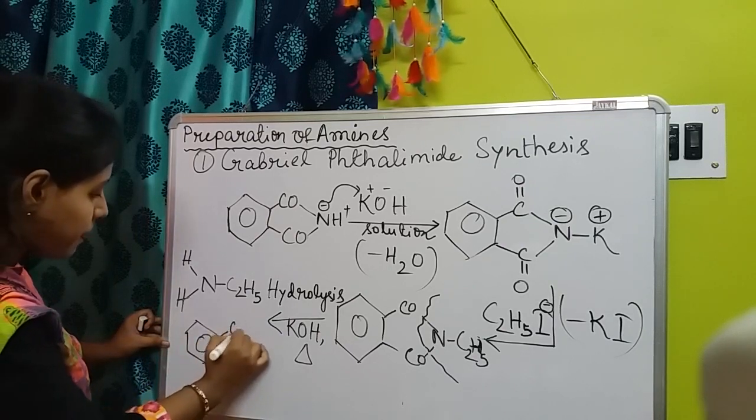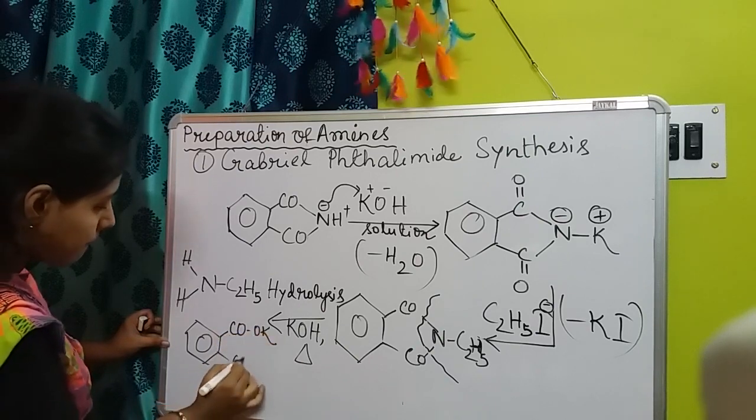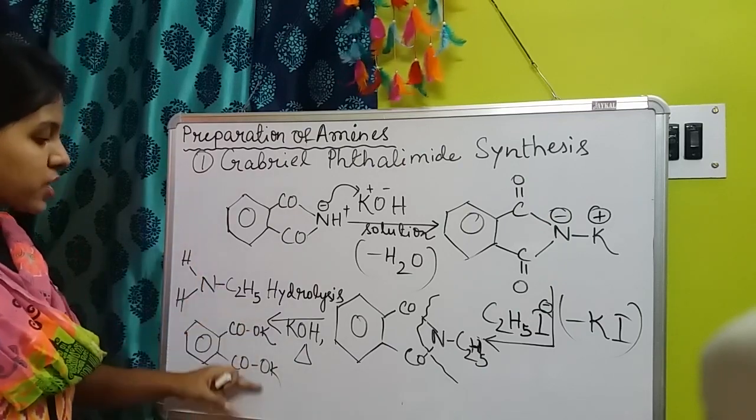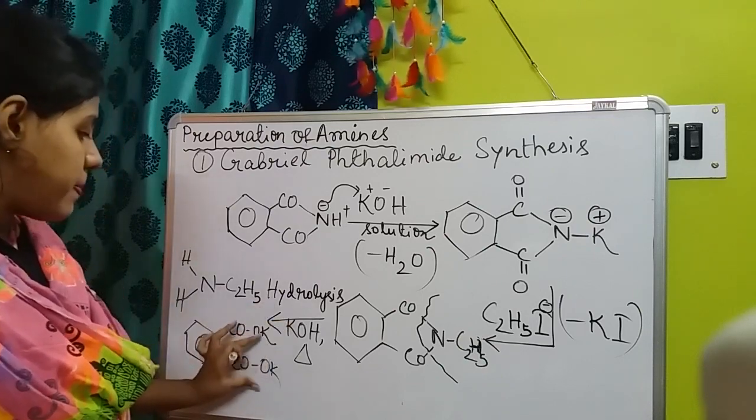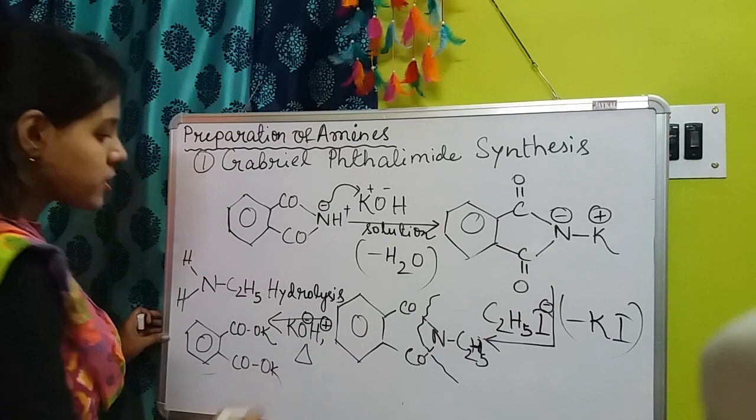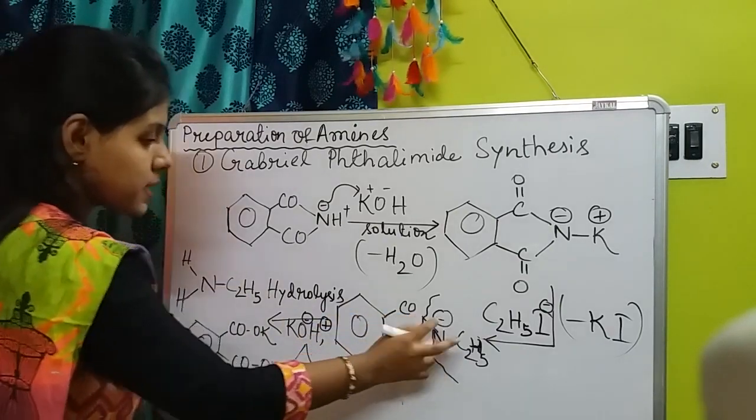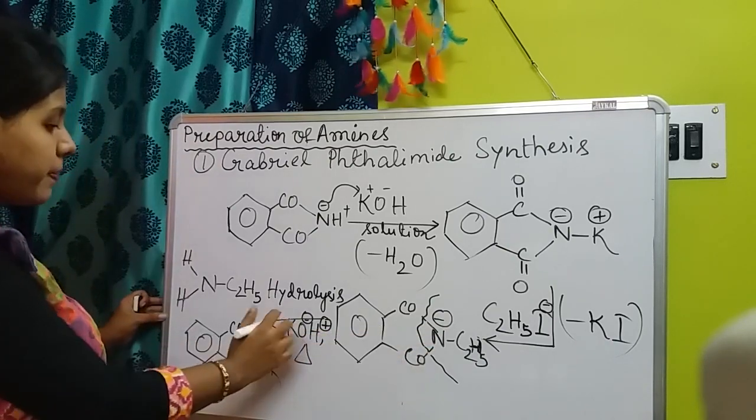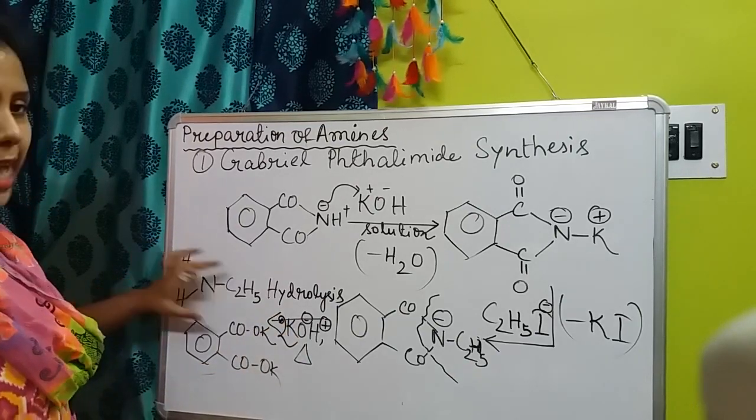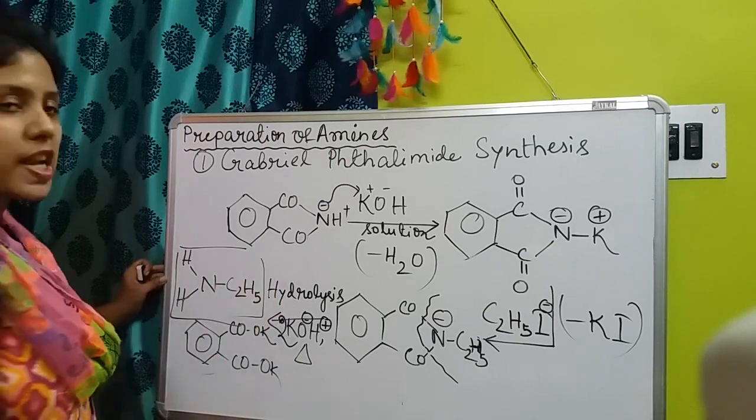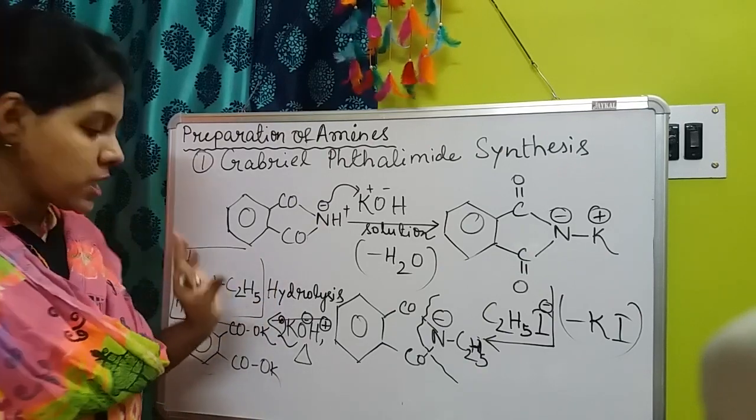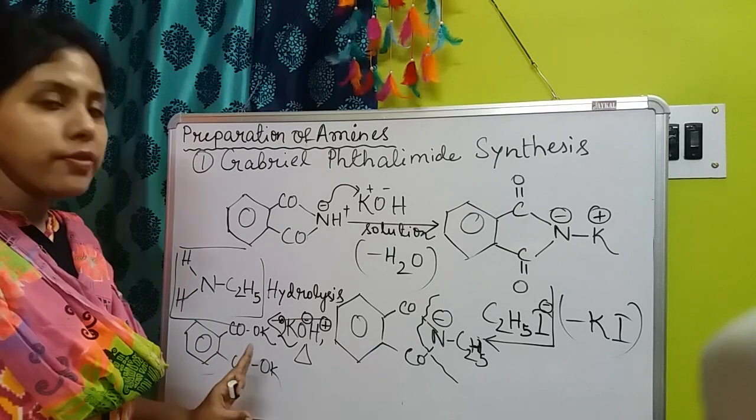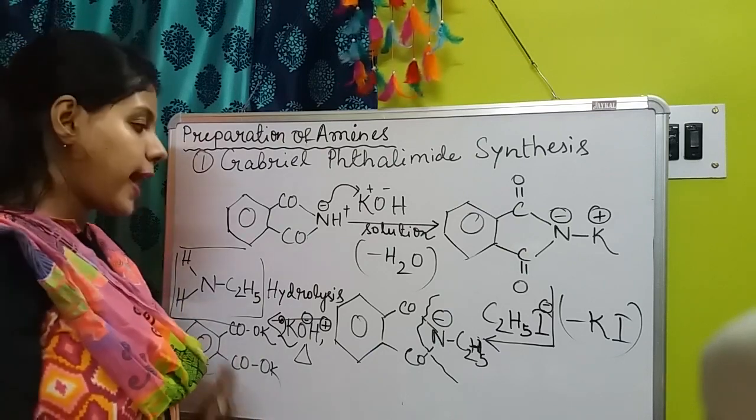That means this one. Okay, COOK, COOK. So these two groups will be attached here, because this was minus and this was plus. So nitrogen was minus, so negatively charged nitrogen will accept the hydrogens from 2 KOH, forming this amine C2H5NH2 ethyl amine. That was our expected product, and the other compound that will be formed from here is the potassium salt of phthalic acid.